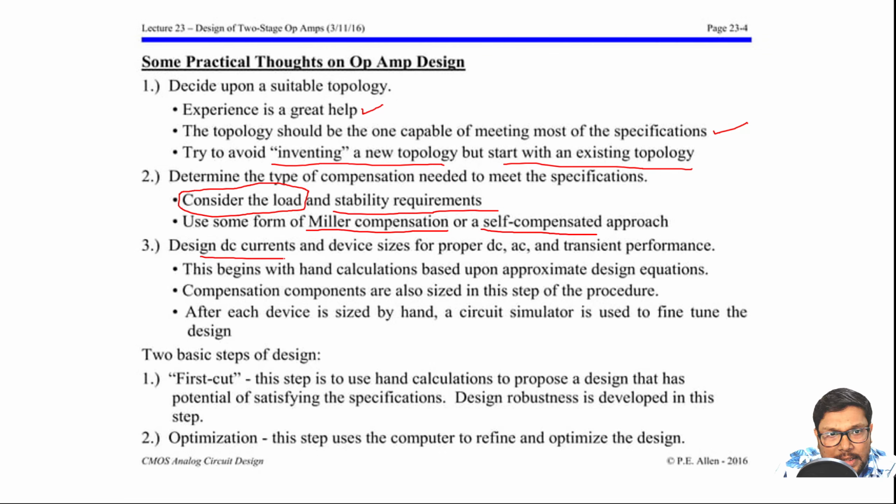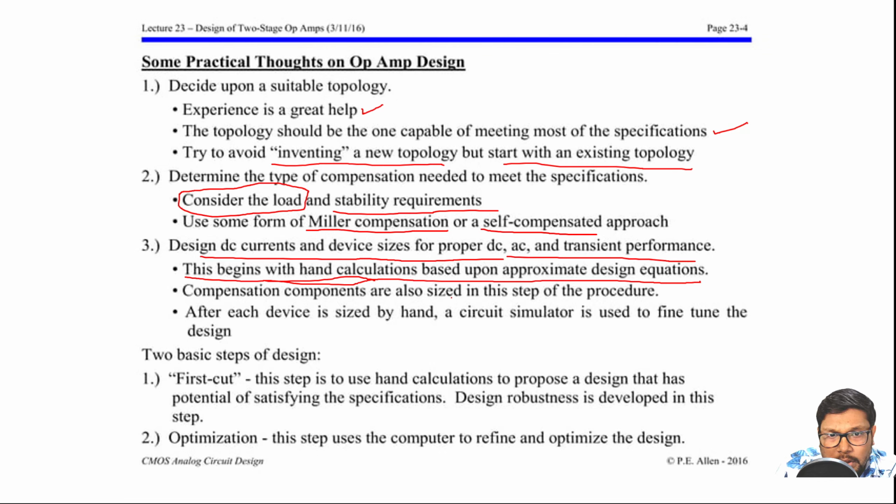Design the DC currents and device sizes properly for DC, AC, and transient performance, whatever is given. This should actually begin with hand calculation, but here we'll use the gm by ID method and the simulation approach, which will save our time, because as the channel length goes on decreasing, the accuracy of hand calculation also goes on decreasing. To get an idea of gain and bandwidth, we'll see how helpful hand calculation is and how helpful our simulation-based calculation is.